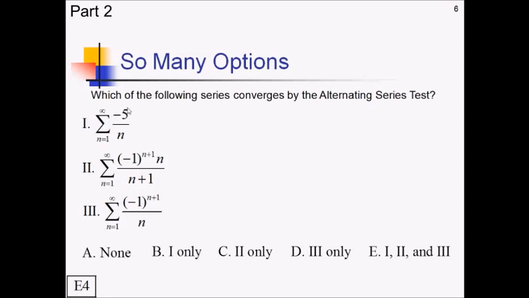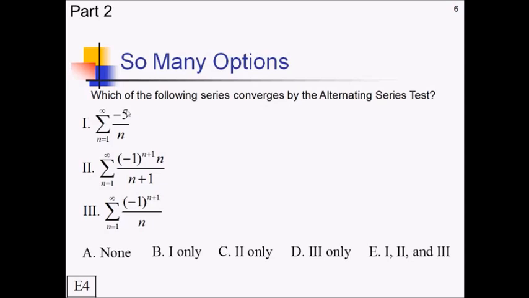All right, so let's take them one at a time. Option 1 here, -5 over n. So let's go through the conditions of the alternating series test. First off, it has to alternate. Does number 1 alternate? Well, we've got this negative in here, but we have to be careful because this is not being raised to any power. So we're not actually flipping back and forth between negative and positive. We are always getting negative numbers: -5 over 1, -5 over 2, -5 over 3.